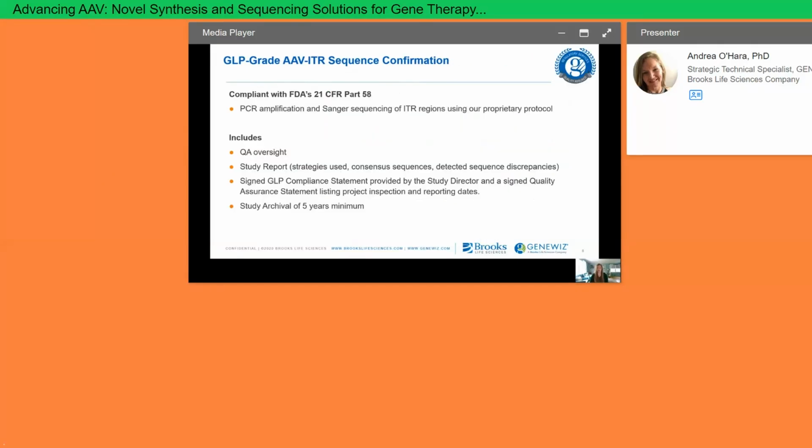We do also offer this at the GLP grade. So the GLP grade AAV ITR sequencing confirmation is FDA compliant and includes PCR amplification and Sanger sequencing of the ITR regions using our proprietary protocol. Additionally, GLP grade sequencing confirmation includes QA oversight, a study report, signed GLP compliance statements, and archival study analysis of up to 5 years at a minimum.